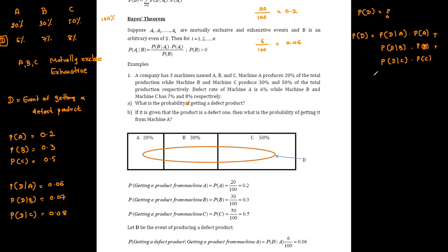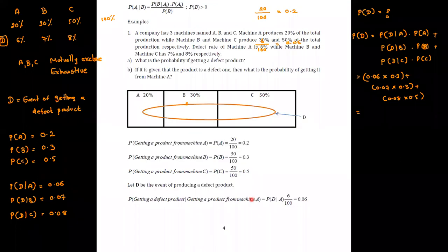Now if you substitute the values, you can get this answer. D given A, the value is given as 0.06, multiplied with probability of A, which is 0.2. Added to 0.07 multiplied with 0.3, plus 0.08 into 0.4. If you perform this calculation, here I have included the calculation steps.